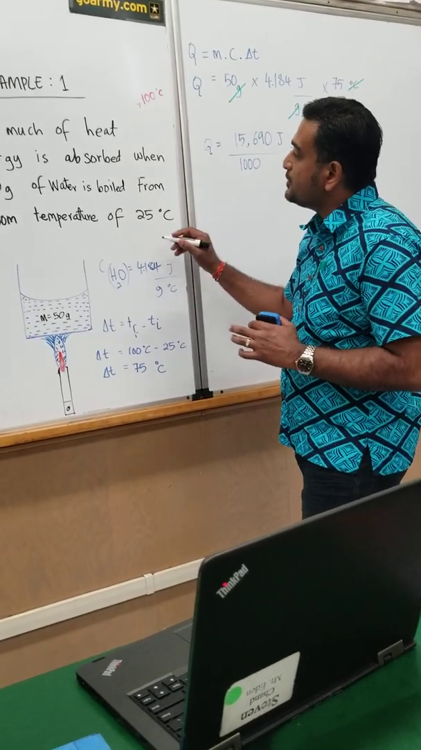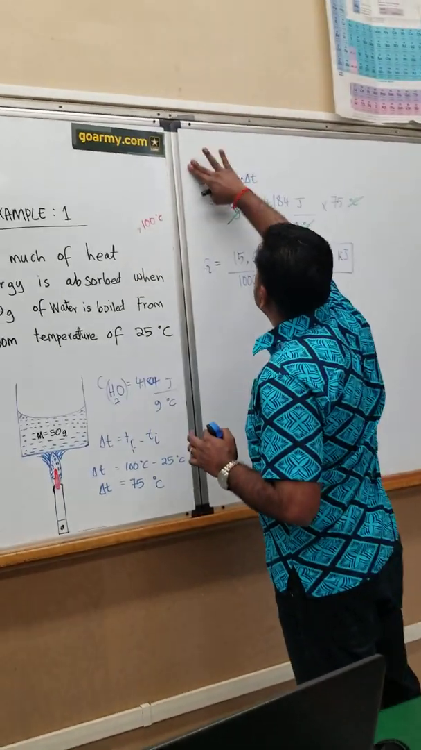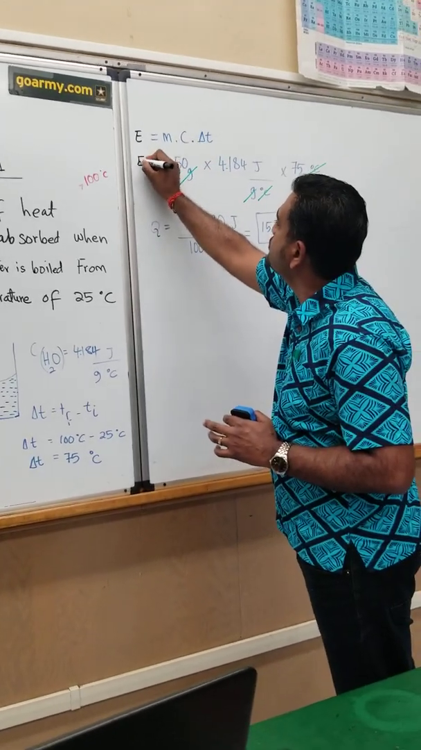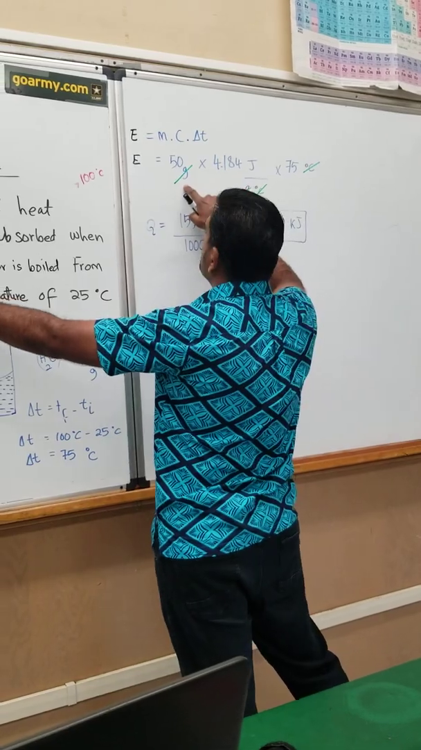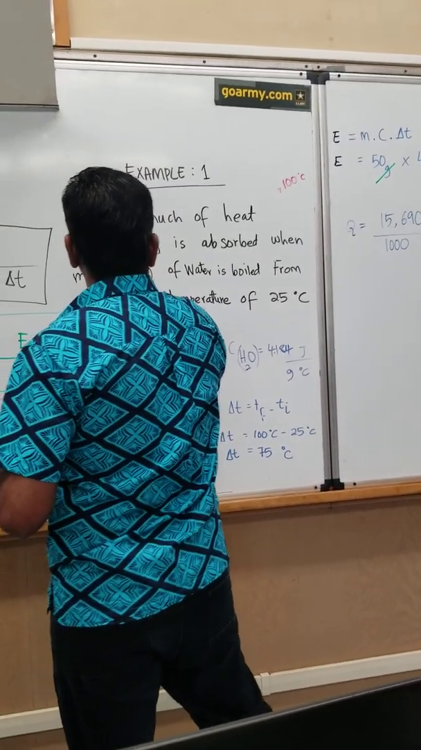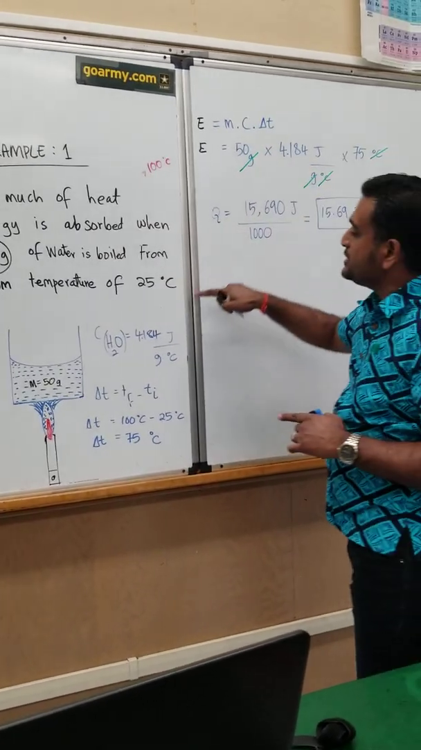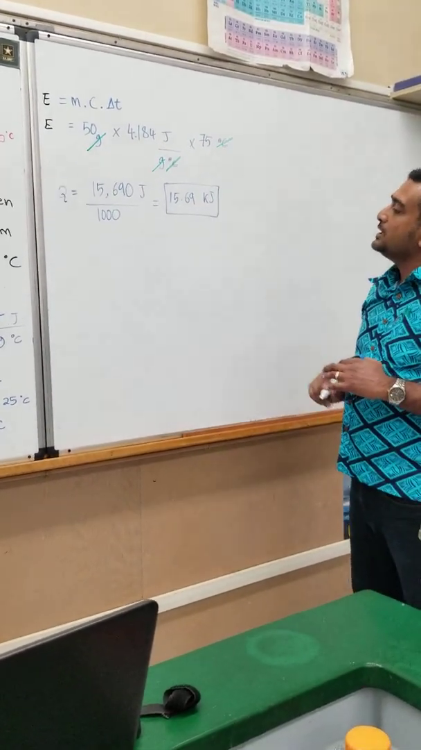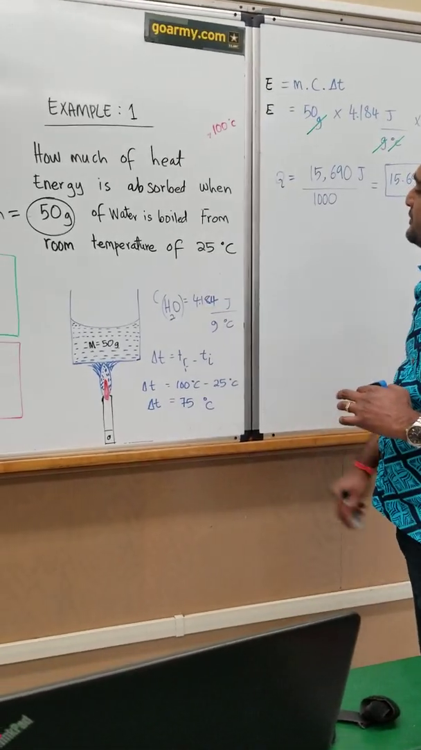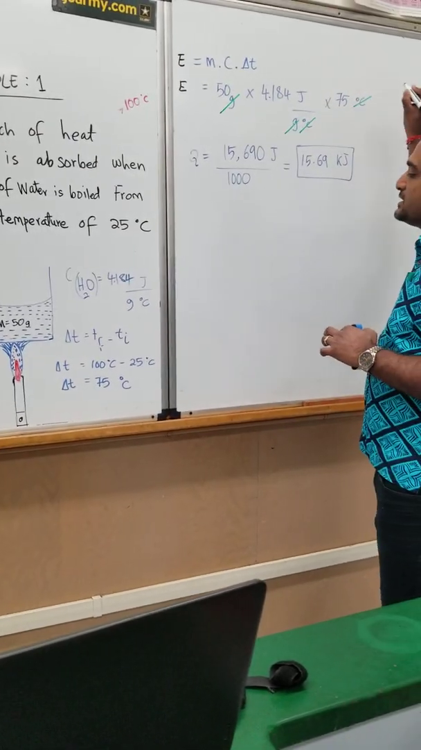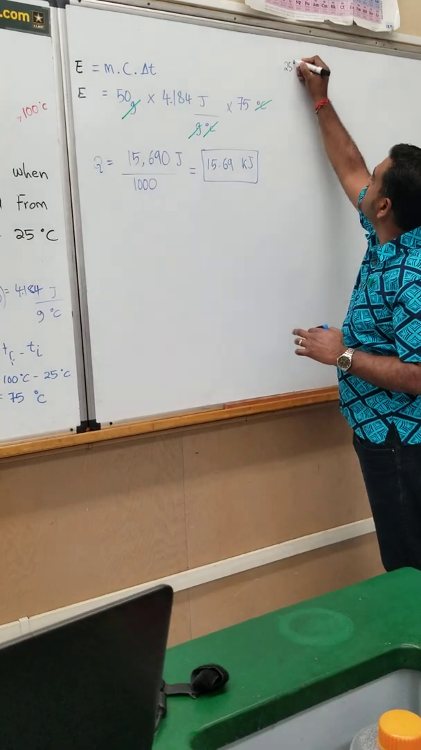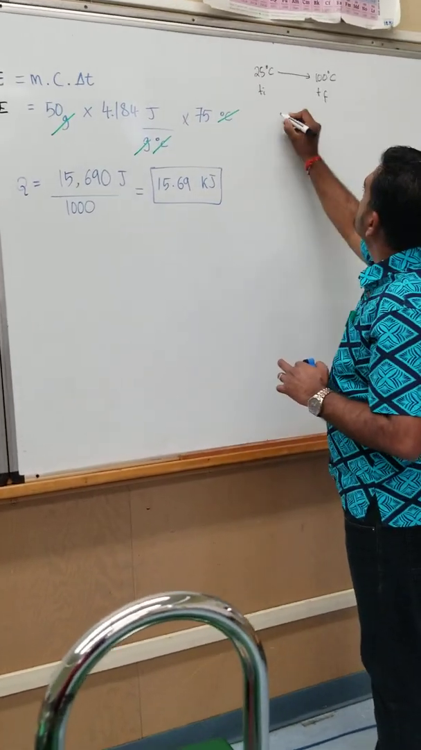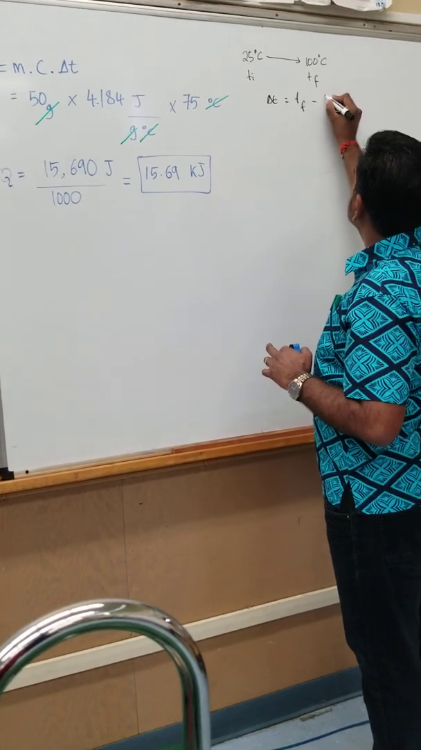So let's look at the variables in the equation. Q, or we can also replace that with E, is equal to M times C times delta T. These three variables are required to calculate the amount of heat energy absorbed. We already know M is 50 grams from the question. That is the mass of water that we are using. So that is M, 50 grams, times C, the specific heat capacity for water. We are going to replace C with 4.184 joules per gram degree Celsius. And finally, the temperature change. The initial temperature was 25 degrees Celsius, and it went all the way up to 100 degrees Celsius. So this is the initial temperature and that is the final temperature. To calculate temperature change, that is final temperature minus initial temperature.